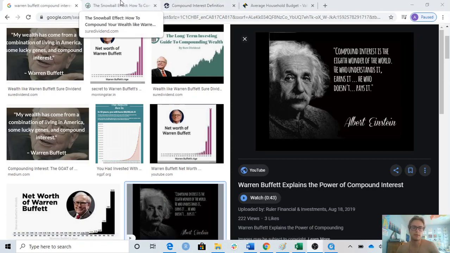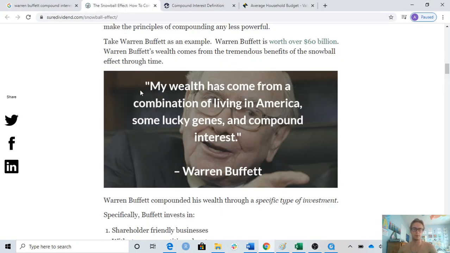And another famed investor, many of you probably know Warren Buffett, has stated that his wealth has come from a combination of living in America, some lucky genes, and most importantly, compound interest.